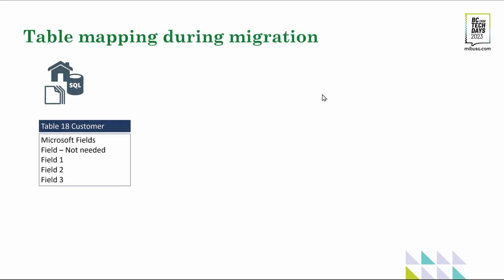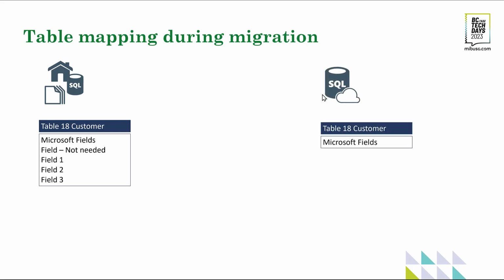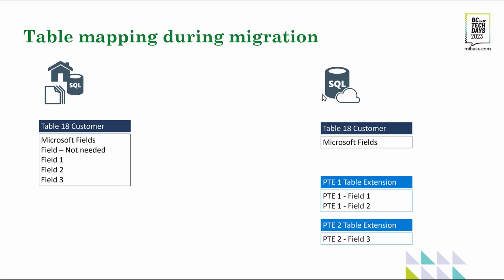To explain the feature, if you have not used it before: if on-prem you have customized Microsoft on tables, so let's say that to the table Customer you have added 3 fields that you want to move to SaaS, and you have some fields that you want to leave behind. In SaaS, of course, you cannot have customized fields in Microsoft on tables, so it can only contain Microsoft on fields. All of the data needs to be moved into table extensions, and let's say that you want to split the data in 2 table extensions.